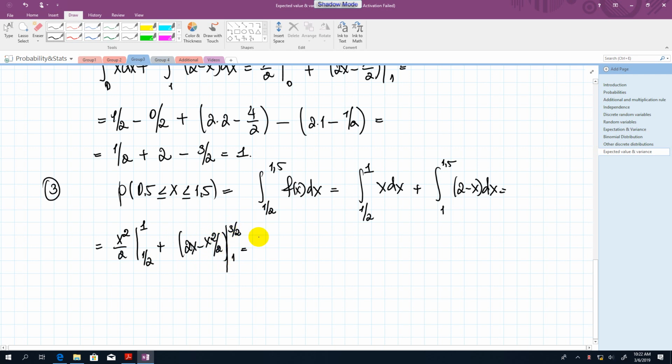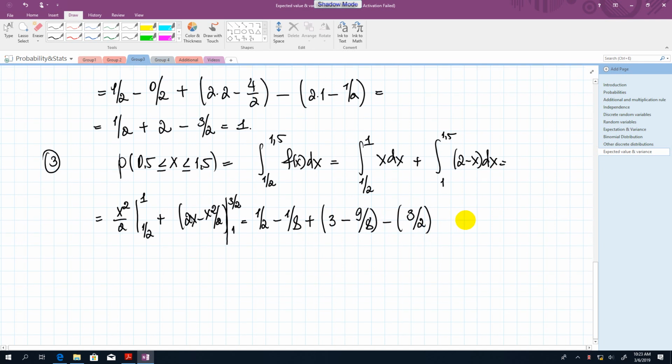So let's evaluate this. It will be 1 over 2 minus what? 1 over 8, plus, so 2 multiplied by 3 over 2 is 3, right? Minus 9 over 4, 9 over 8, right? So minus, if I put the 1, it will be 2 multiplied by 1 minus 1 over 2. It is 3 over 2, right? So let's evaluate everything together. 1 over 2 minus 1 over 8 is, what is this? It is 3 over 8, right?